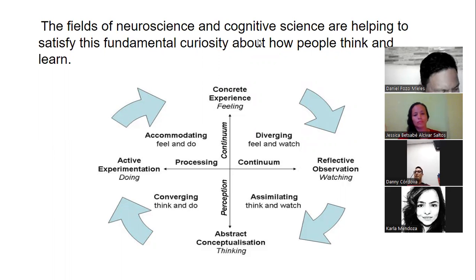In the middle, we have the perceptions continuum, because this is the same process that the brain keeps all the time when it receives new information. In converging, we have think and do, then active experimentation, when the person or the brain sends information to the person doing, and after that, accommodation, feel and do.